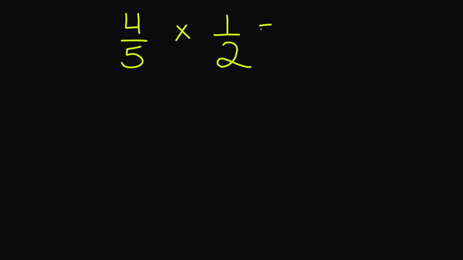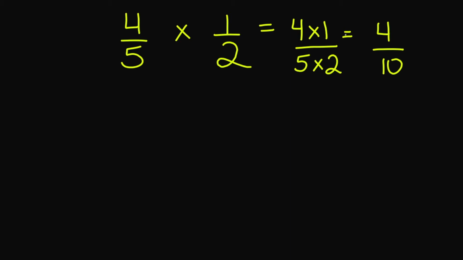So 4 times 1, the numerator is going to be 4 times 1, and then my denominator is going to be 5 times 2. So if I multiply across, 4 times 1 is 4, and then 5 times 2 is going to give us 10.